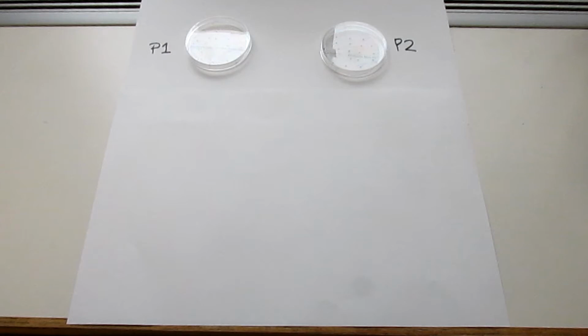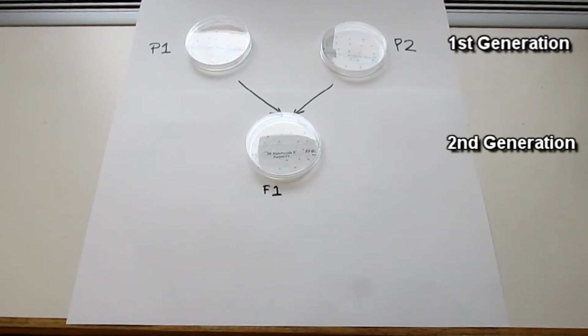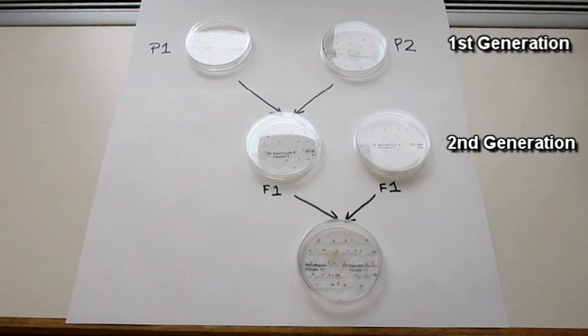P1 and P2 is our first generation. When we cross P1 and P2, we get our offspring, generation 2, which we will call F1. When we cross F1 with another F1, we get our third generation that we will call F2.